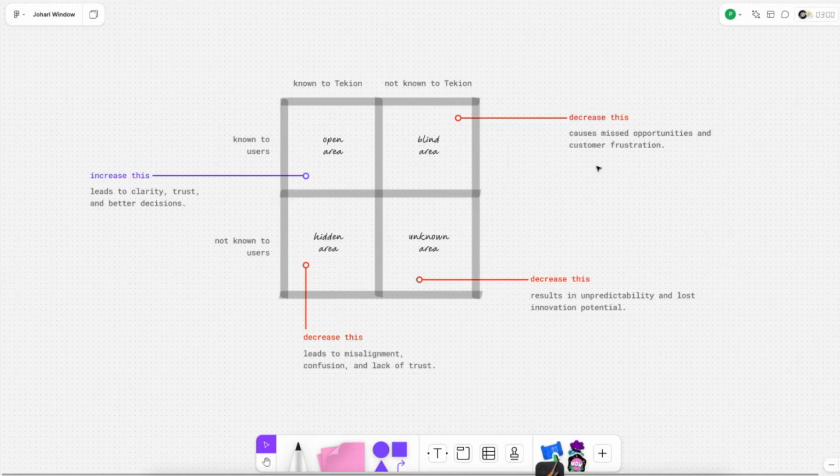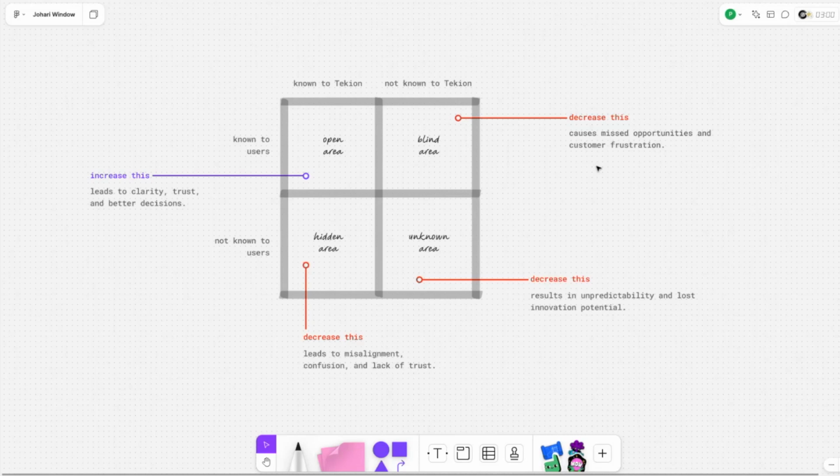The task they were able to do of adding recommendations, suggesting adding parts, from 10 seconds with keyboard shortcuts, it became 3 minutes. Significant decrease in efficiency, right? This happened to be our blind area because we didn't know that this could lead to this. Users saw this because they were experiencing this day to day. So as soon as we knew about it, we increased the open area. We learned about it. And if the blind area is there, it causes missed opportunities and customer frustration.